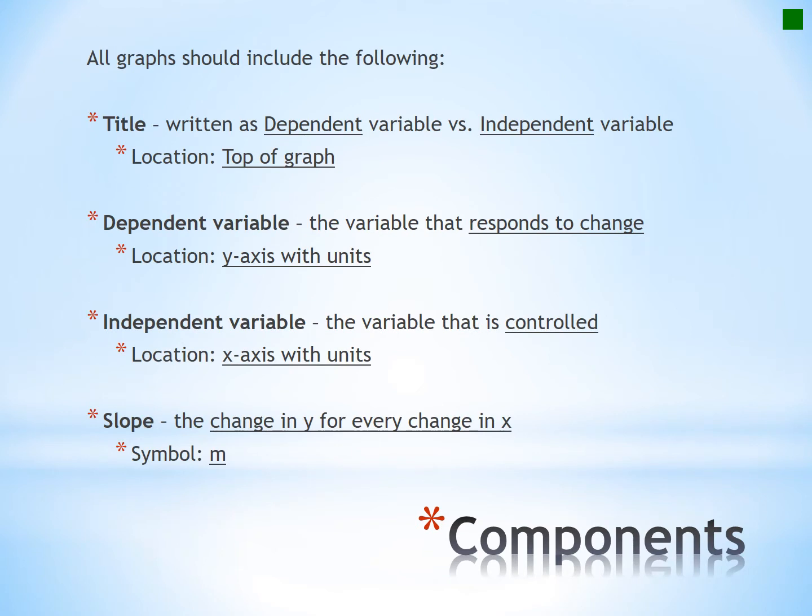All right, so there are some basic components of a graph, and you should basically know most of these. First off is the title. The title has to be written in this order: it is the dependent variable versus the independent variable. And when I say dependent versus independent, you apply it towards the actual graph. Your title should not literally read dependent variable versus independent variable.